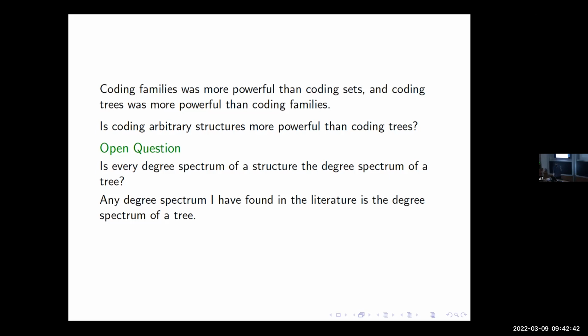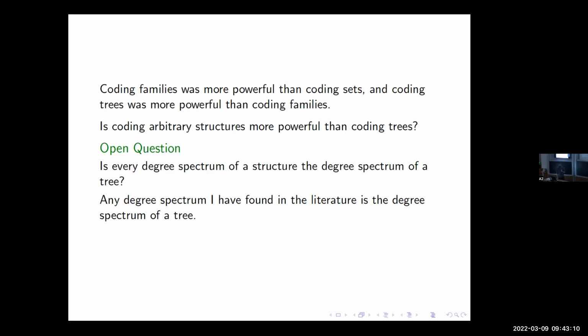And so I think this is a really interesting question, because if the answer is yes, then that's super interesting. It says that anything you could do with a structure, you could do with a tree, which is a much more restricted kind of structure. If the answer is no, that's also interesting, because how would you have shown it's no? Well, you would have built some kind of degree spectrum in a way that we've never built a degree spectrum before. So you've built some kind of new technique for degree spectra. So either answer to this question is very interesting to me.